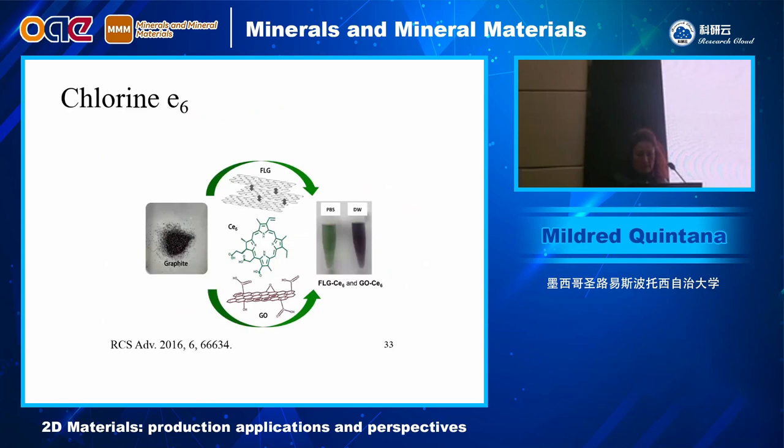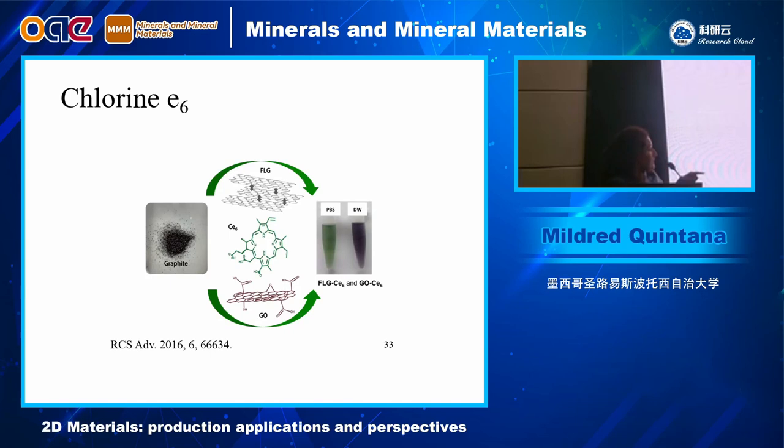And this is an example of a biological application. If we want to use graphene for biological application, we need to put graphene in water. And this we cannot do directly because graphene is hydrophobic, and we need to use something to create an interaction between the graphene and the water. And we use this molecule that is called chlorin e6. It's an analog of the chlorophyll without the magnesium ion in the center.